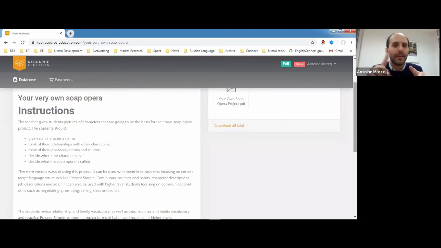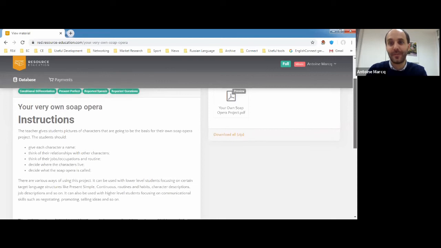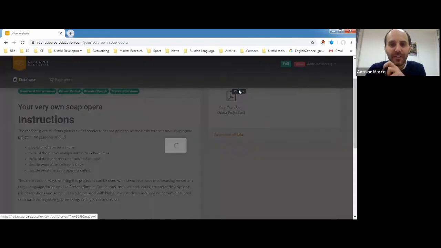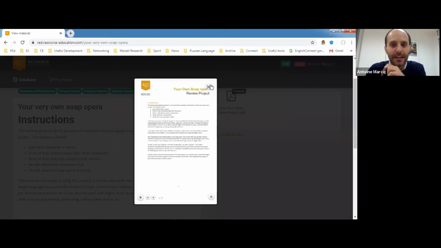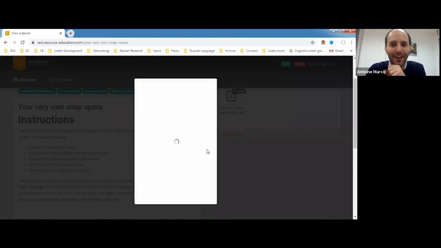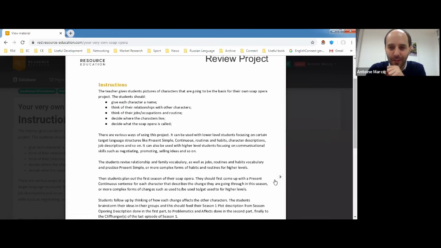Quite typically, low-level textbooks will start the academic year with vocabulary on relationships, family, routines, habits, jobs, things like that. And that is pretty much all you need to set up the premises of your own soap opera. So the materials you need to set this up are actually pretty limited. All you need are a set of characters.